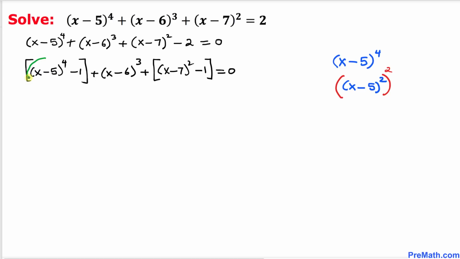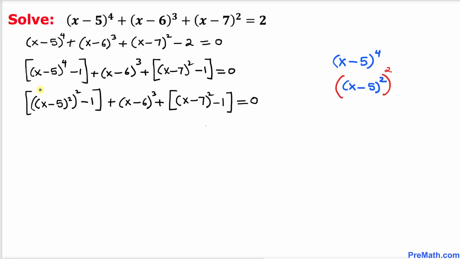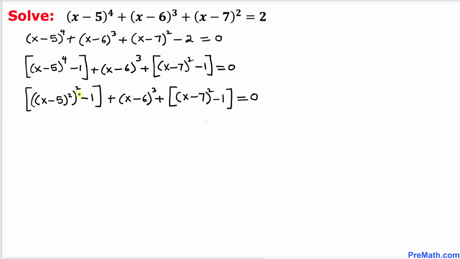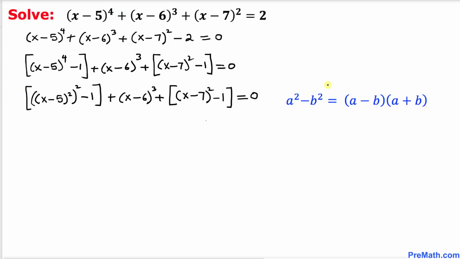Let's focus on this part: (x − 5)^4. I have just copied it down over here, and this (x − 5)^4 could be written as ((x − 5)^2)^2. Here in this next step, I have put this (x − 5)^4 in nested exponents, as you can see. And now let's look at these binomials in these brackets. This one and this one represent the difference of two squares. Therefore we are going to apply this formula.